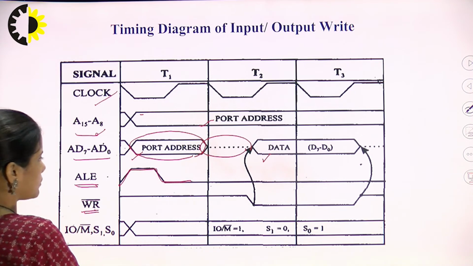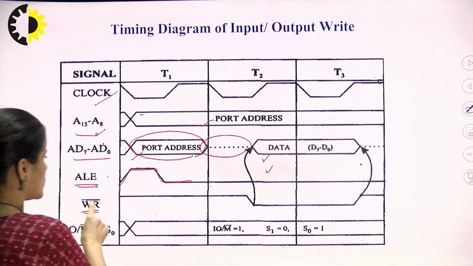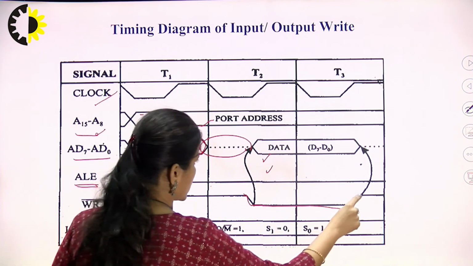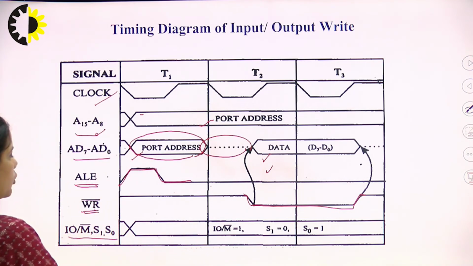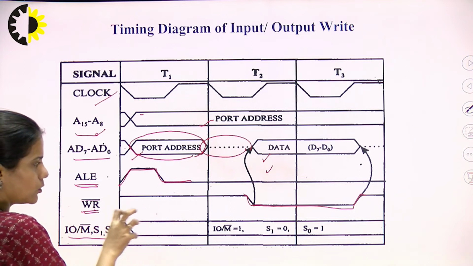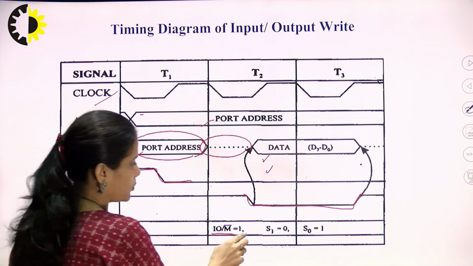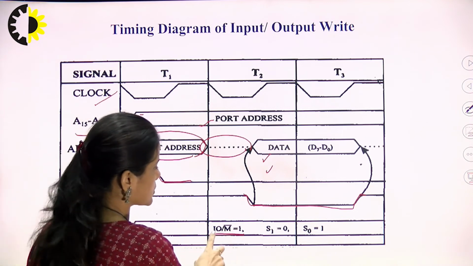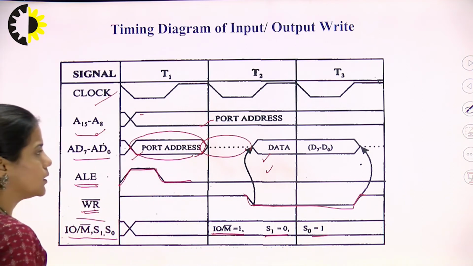We are representing the write signal here, and the write operation is taking place in the T2 state. So, here this write signal is asserted low to represent the activation. Input output oblique memory bar, S1 and S0 are represented in group to represent all the status signals. So, input output oblique memory bar is 1 in this case, since this is the input output operation. S1 and S0 goes 0 and 1 respectively.